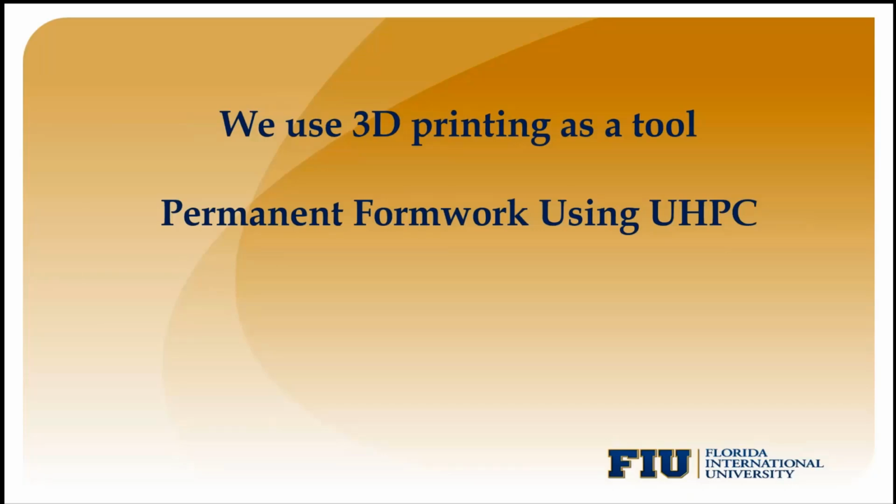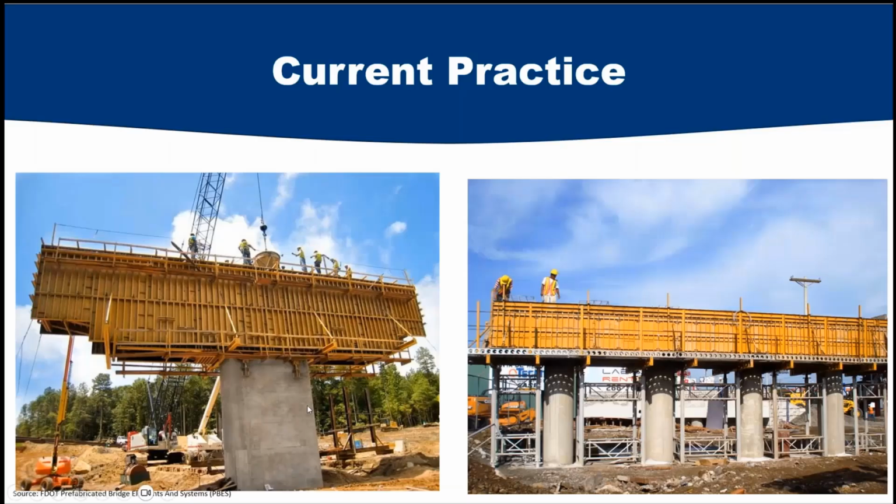For example, one of the ideas that we have developed is permanent formwork. Rather than, for example, putting a cap beam or a column and building a formwork out of wood, I can make the formwork out of UHPC, bring it to the site, put it on top of, say, the column, put in the steel cage, and then fill it up. There are many advantages to this permanent formwork using UHPC.